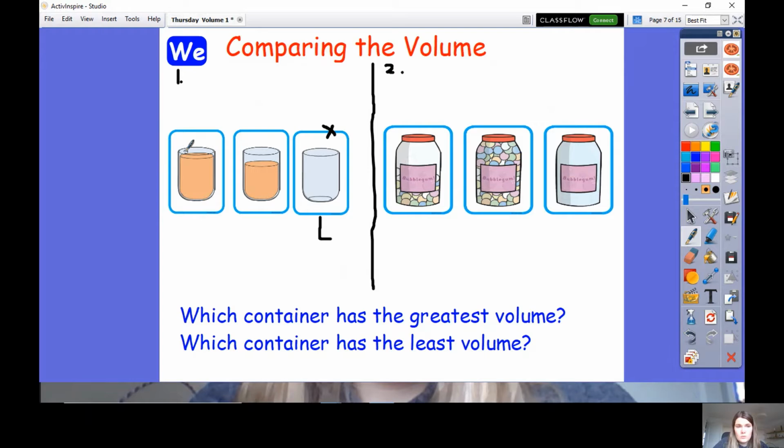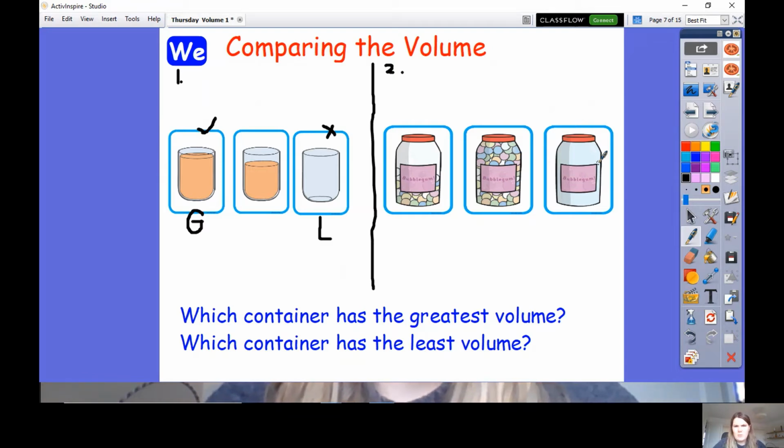Because the liquid goes higher. Fantastic. Does that mean there's more of it? Absolutely. Well done. This one is full. And the one next to it is something that we call nearly full. So this has the greatest volume and this has the least volume. Fantastic.